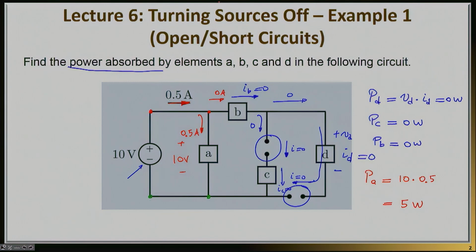So this is the end of the example. I do invite you to look back at all the steps that I discussed. You can watch the video again and really convince yourselves that the currents through devices D first, C second, and B third are exactly equal to 0. And finally, device A is consuming 5 watts with half an amp flowing through it.